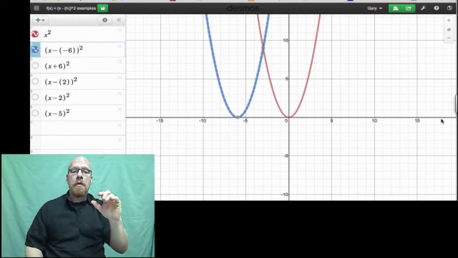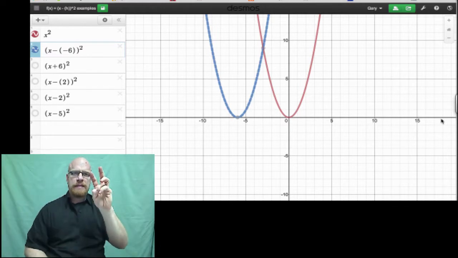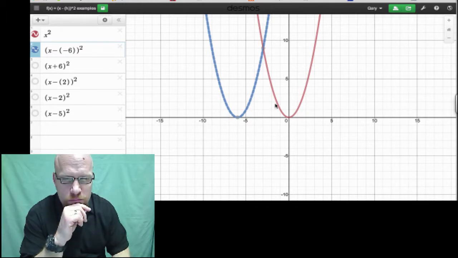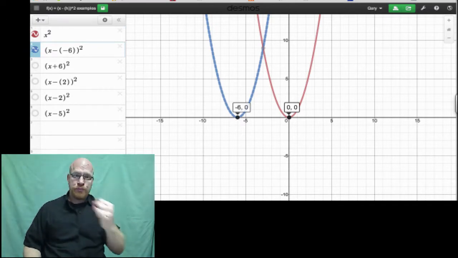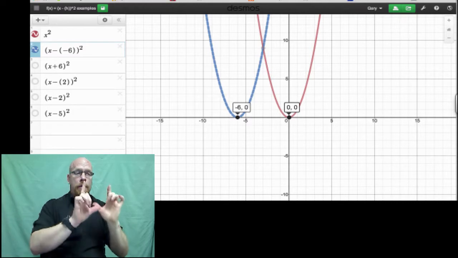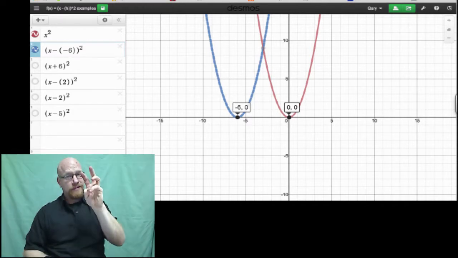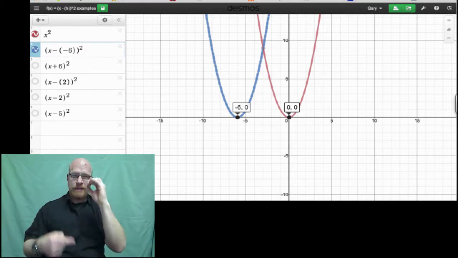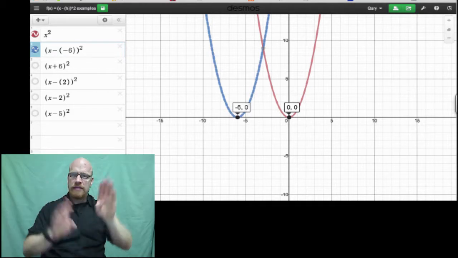So the blue dotted line we see in front of us moved to the left 6 units. The red is our parent function, with vertex 0, 0. The parabola moved over 6 units to the left, and the vertex becomes negative 6, 0.